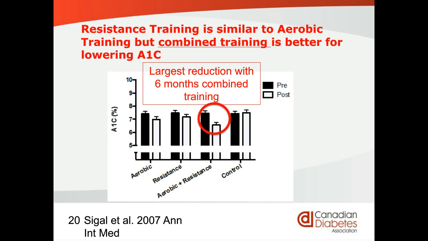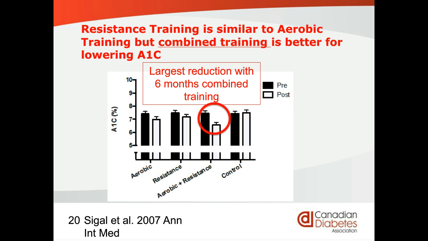And here's a big study, again, done in Canada. We've got some great diabetes researchers in Canada. And the A1C value is on the y-axis, and the different types of exercise that the folks did are on the x-axis. And you see that aerobic training, the first one, when you compare the black to the white bars, lowers your A1C by about 0.5%. Resistance training on its own is very similar, but when you combine the two together and you do 3 days a week of aerobic training and 2 days a week of resistance training, you get the largest reduction. You get the most bang for your buck by doing both.